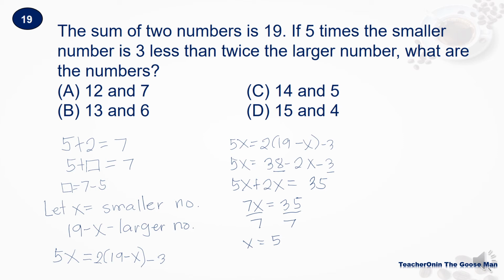Next, we are looking for the larger number. Based on our representation, that is actually 19 minus x. So this is 19 minus 5, which is equal to 14. So, ang hinahanap natin is actually 5 and 14. So, based on our choices, the correct answer is letter C.